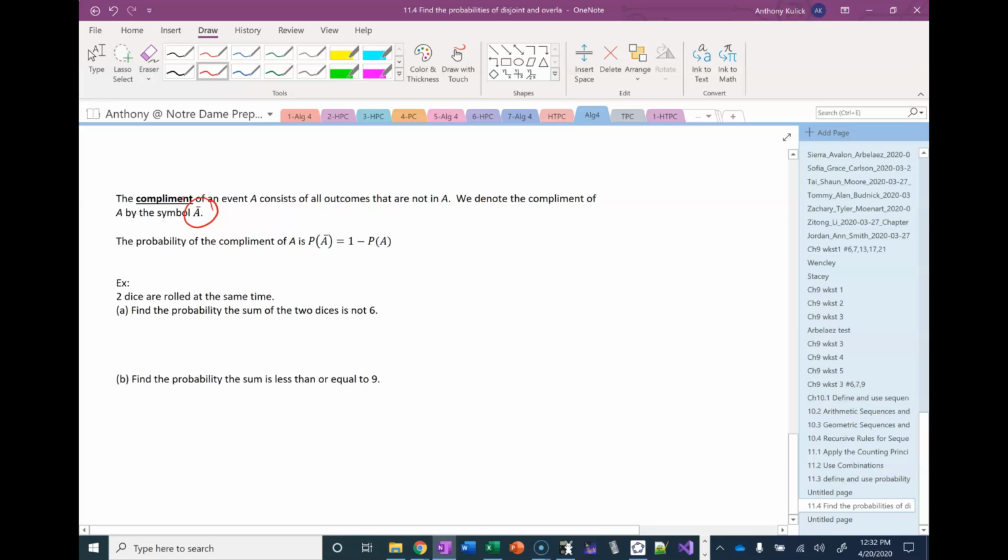So let's look at an example where we have to use this. In this example, it says 2 dice are rolled at the same time. Find the probability the sum of the 2 dice is not 6. So we want the probability of not 6. Well, that's the same thing as 1 minus the probability of getting a 6. So let's look at rolling 2 dice at the same time. Let's think for a moment, how many different outcomes can we have if we roll 2 dice? You have 36 outcomes.